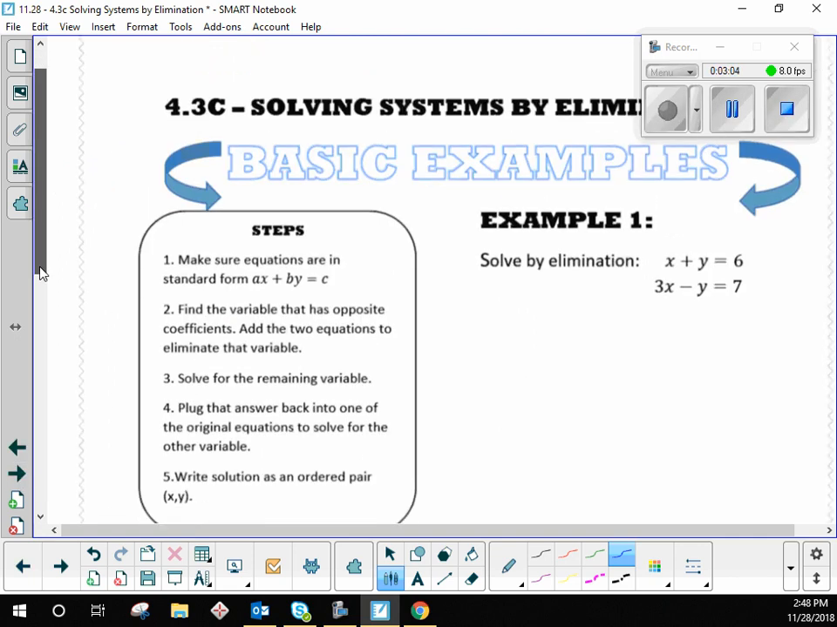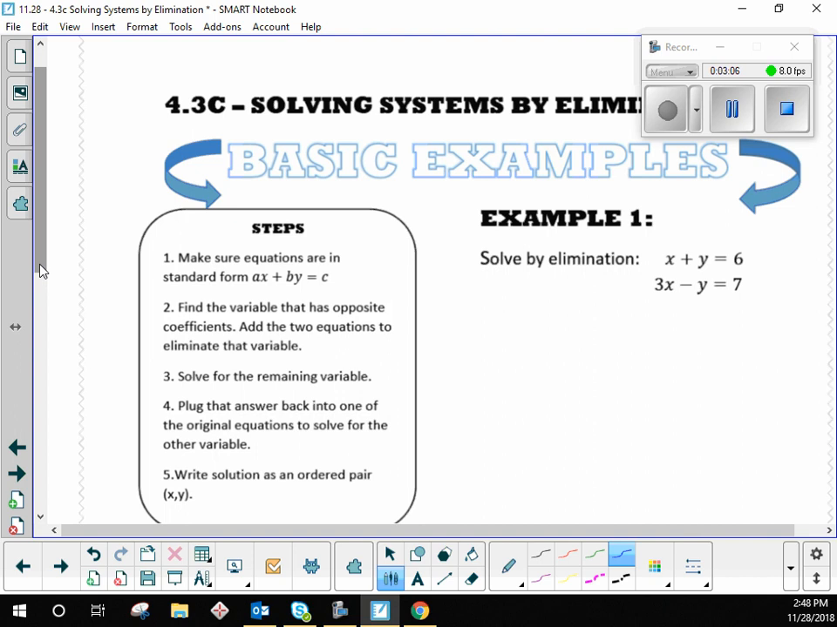So here are the steps for elimination. The first thing you want to do is make sure your equations are in standard form. So that means the x's and y's are on the left-hand side of the equal sign, and the constant is on the right-hand side. Now, this method is really good for this form.